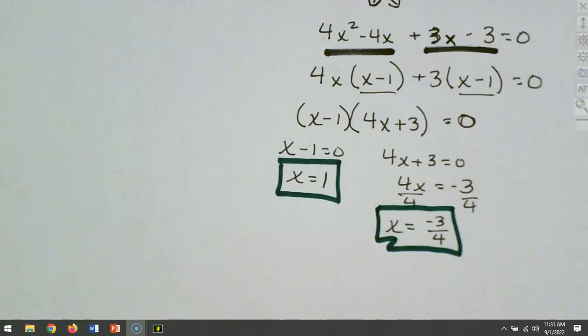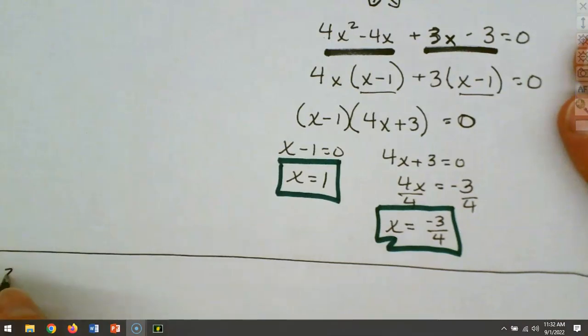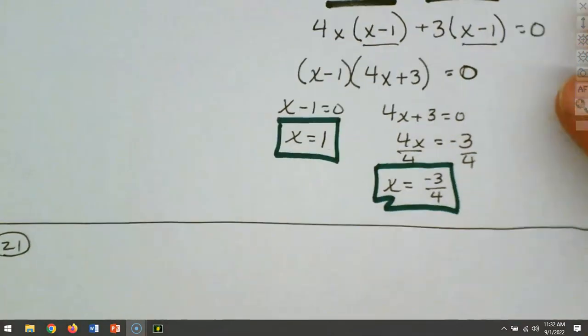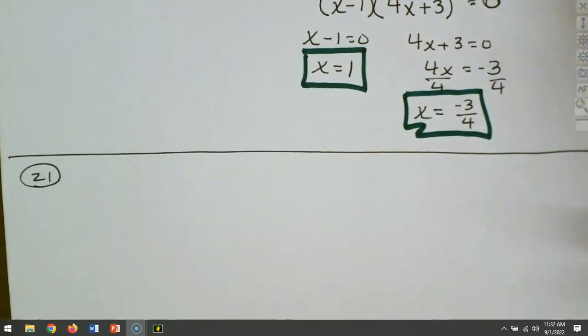All right. Let's look at one more. Let's look at question, how about question 21? And then we'll look at the quadratic formula. Let's look at question 21 here.